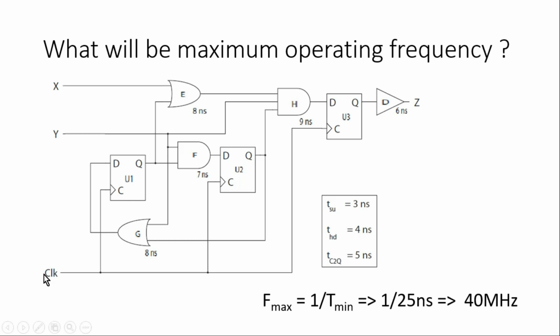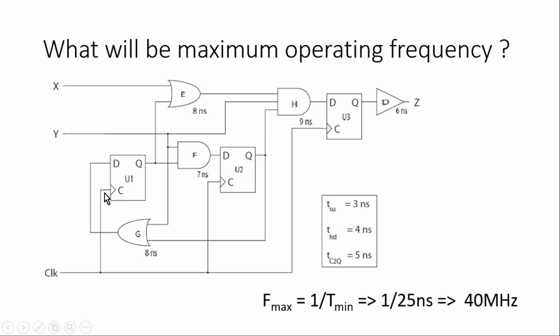Friends, now let us consider the case where I am applying this clock frequency slightly higher than the calculated maximum operating frequency, which is 40 megahertz, and the minimum time period was 25 nanosecond. And now let us say that the applied frequency is higher than this 40 megahertz, and let us assume that now this time period is 24 nanosecond. Instead of 25 nanosecond, I am taking 24 nanosecond time period clock. Now let us revise what will happen.